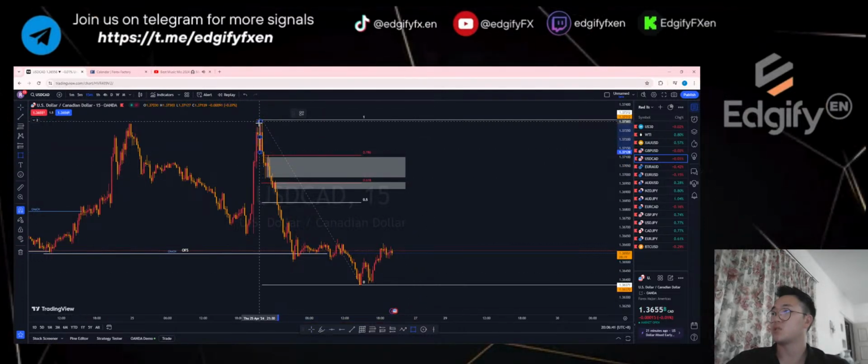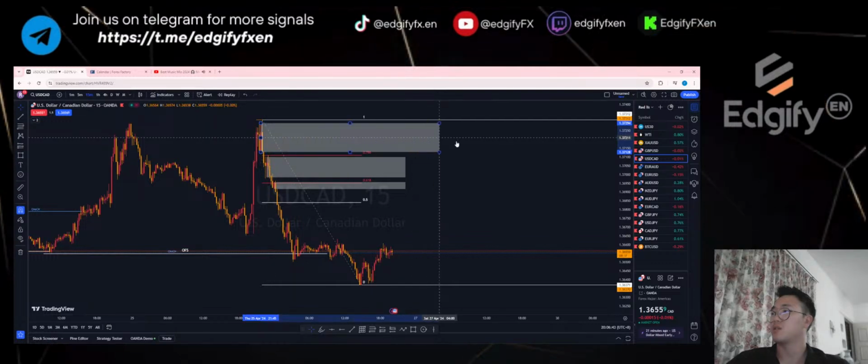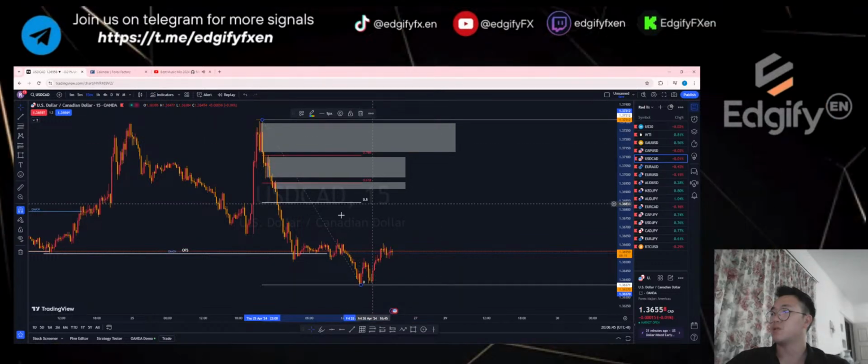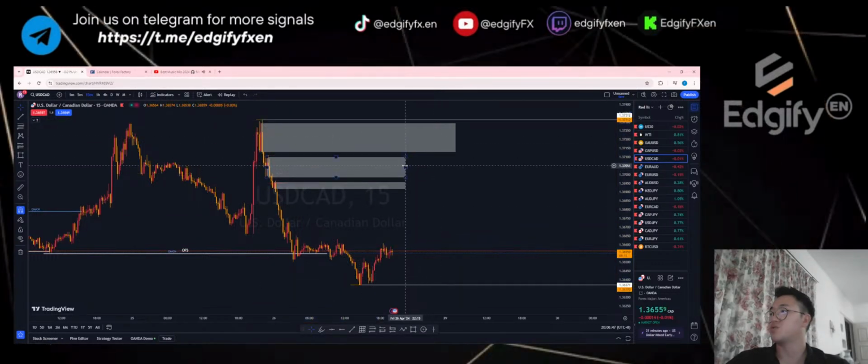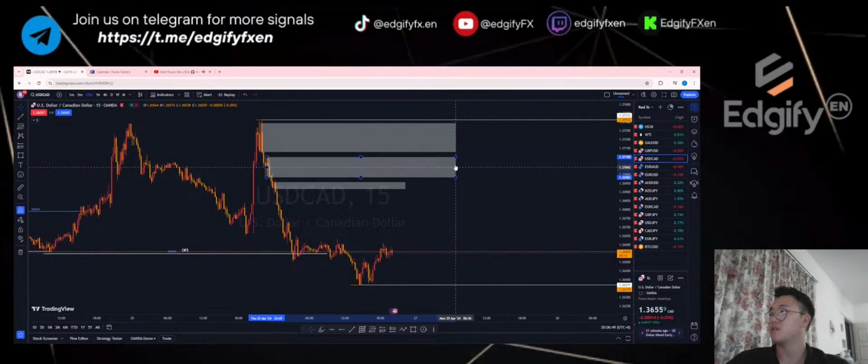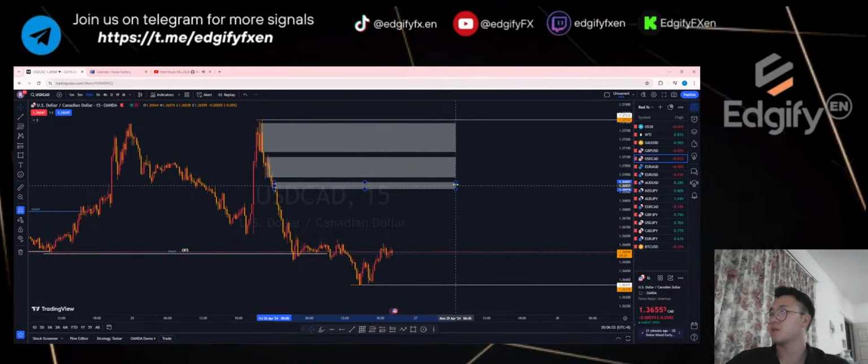I also have the one which is at the top of the range, right here. Alright, so anything above the 50, which these three zones are above the 50. Alright.